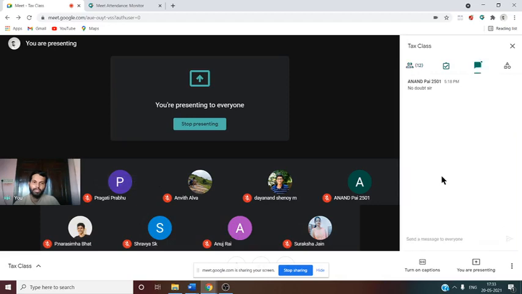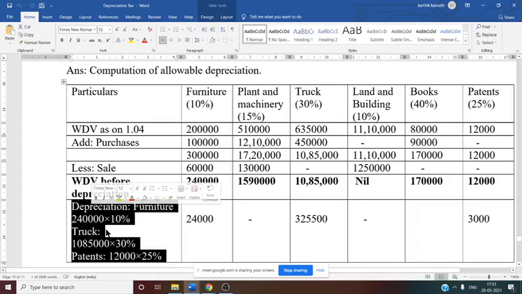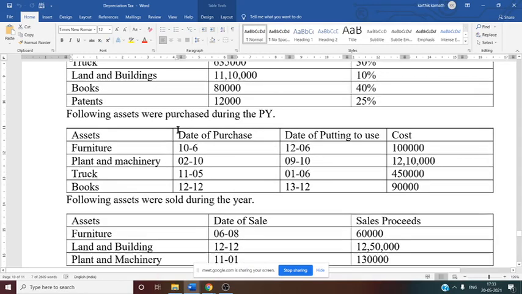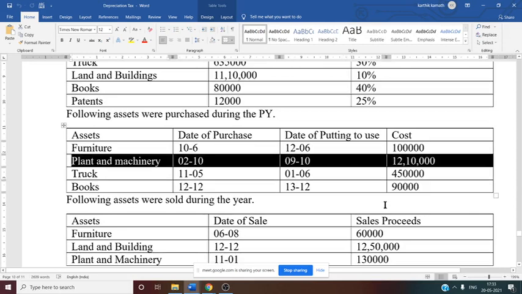So let us continue. We are discussing depreciation. First, we have given depreciation for those assets which are more than 180 days directly. Next step, you need to charge depreciation for those assets which are less than 180 days. What are those two assets? One is book and one is plant and machinery. You can first calculate plant and machinery or first calculate book, any way you want.